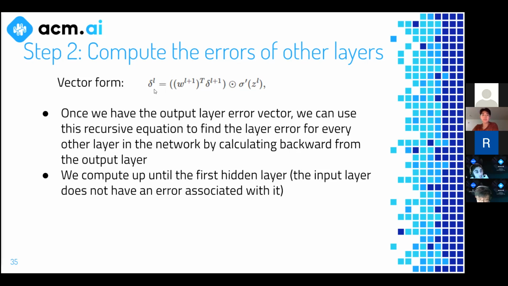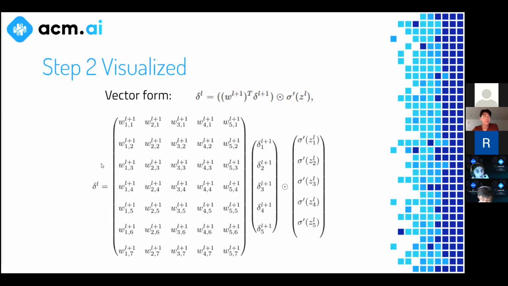But basically the intuition behind what's actually happening is you do this. You have the errors in the output layer. Now you throw the errors of the output layer into this equation, and then you get the errors in the layer before that. You do that again, and again, until you get all the errors. Okay. So let's visualize that again.